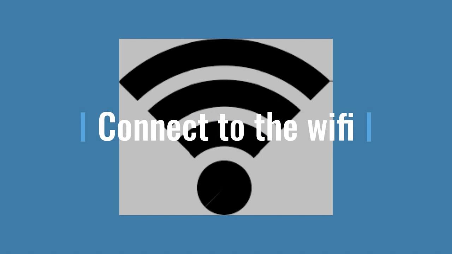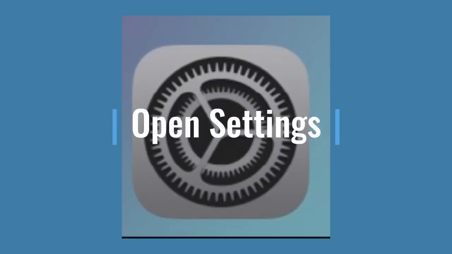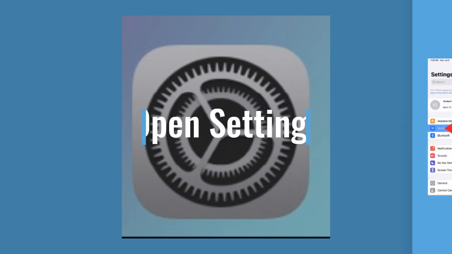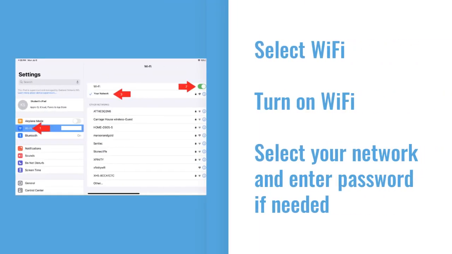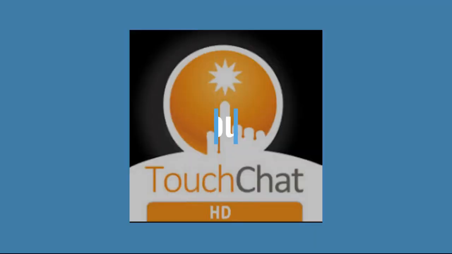First, you'll need to connect to the Wi-Fi. Use the home button to exit TouchChat and then open the Settings app. Select Wi-Fi from the menu on the left-hand side. Then, turn on the Wi-Fi. It should be green if it's turned on. From there, select your network from the list and enter your password if needed.